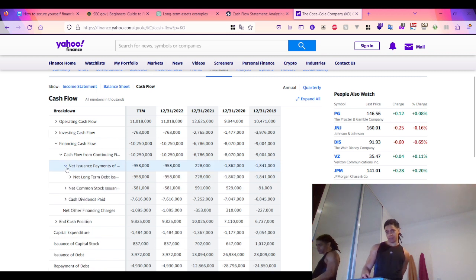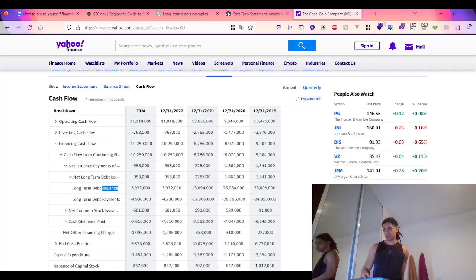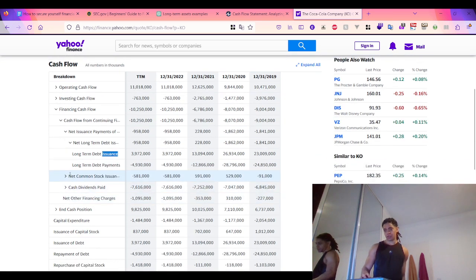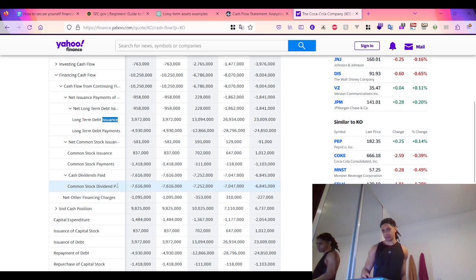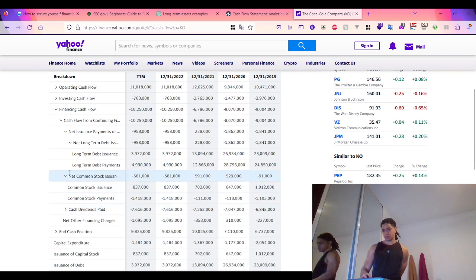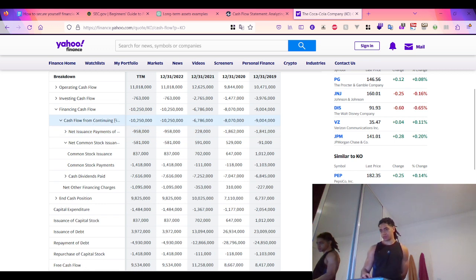Net issuance payment. Net long-term debt issuance. Long-term debt issuance. Net common stock issuance. Net other financing charge. And cash dividend paid. Common stock dividend. Cash flow from continuing financing activities. I think it is, right?